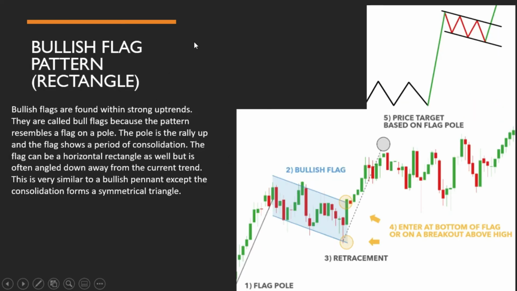The bullish flag pattern. This is also known as a rectangle, right? A bullish rectangle. Bullish flags are found within strong uptrends. They are called bull flags because the pattern resembles a flag on a pole. The pole is the rally up, and the flag shows a period of consolidation. The flag can be a horizontal rectangle as well, but it is often angled down away from the current trend. This is very similar to a bullish pennant, except the consolidation forms a symmetrical triangle.